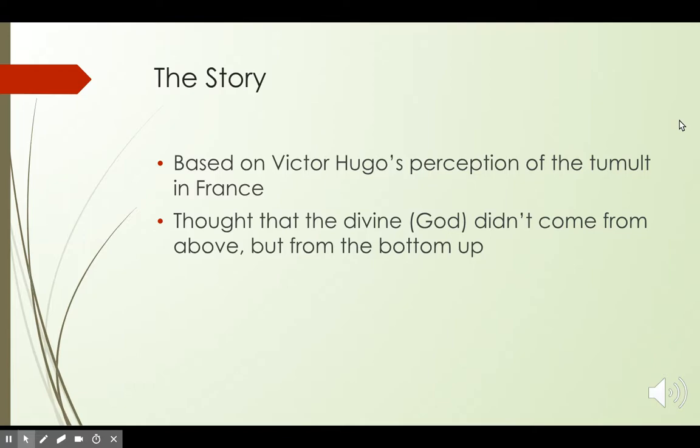Hugo thought that the divine didn't come from above, but from the bottom up. That means that we are most likely to find the divine in the poor, those people at the bottom of society. Now, your divine can be whatever it is for you, or if it's nothing, that's fine too. But you should know that Victor Hugo was Christian, believes in Christianity, and thought the divine was God with a capital G.